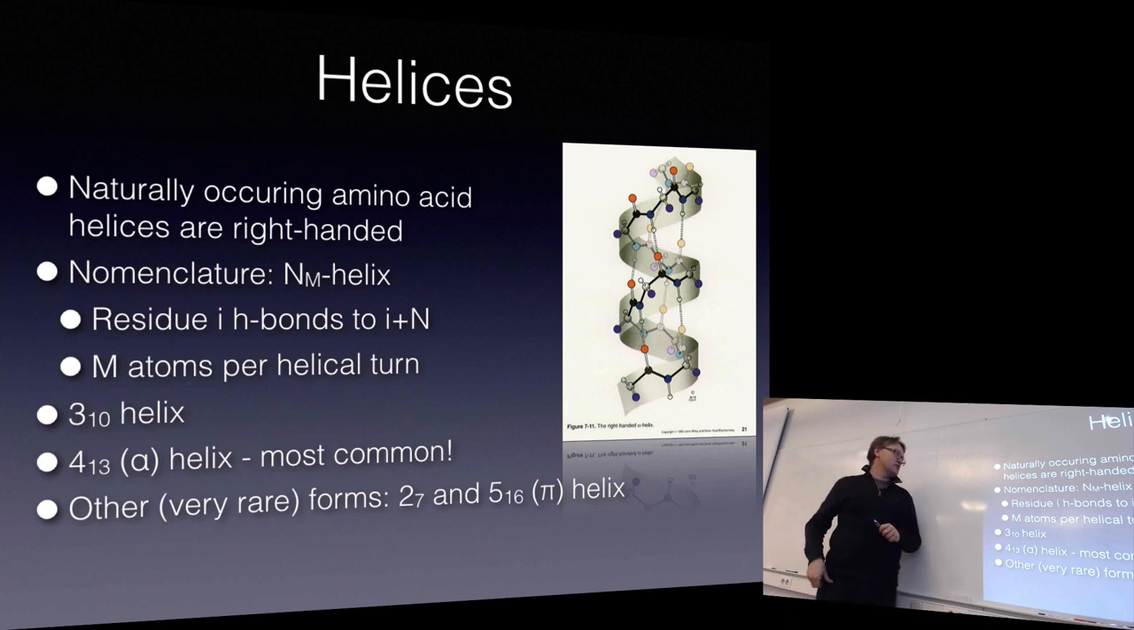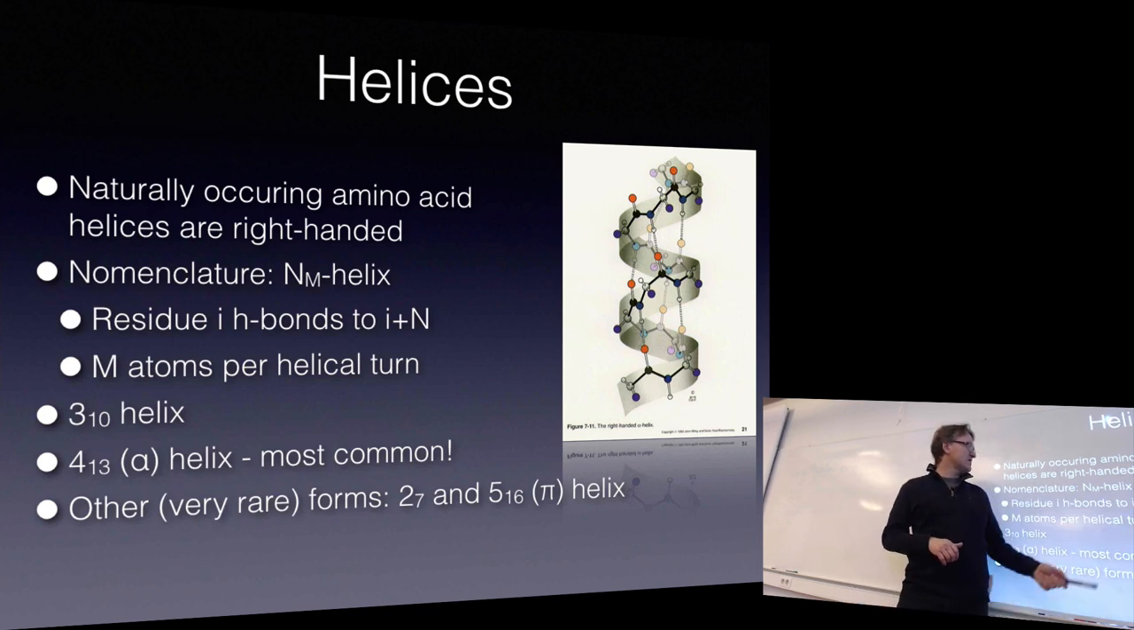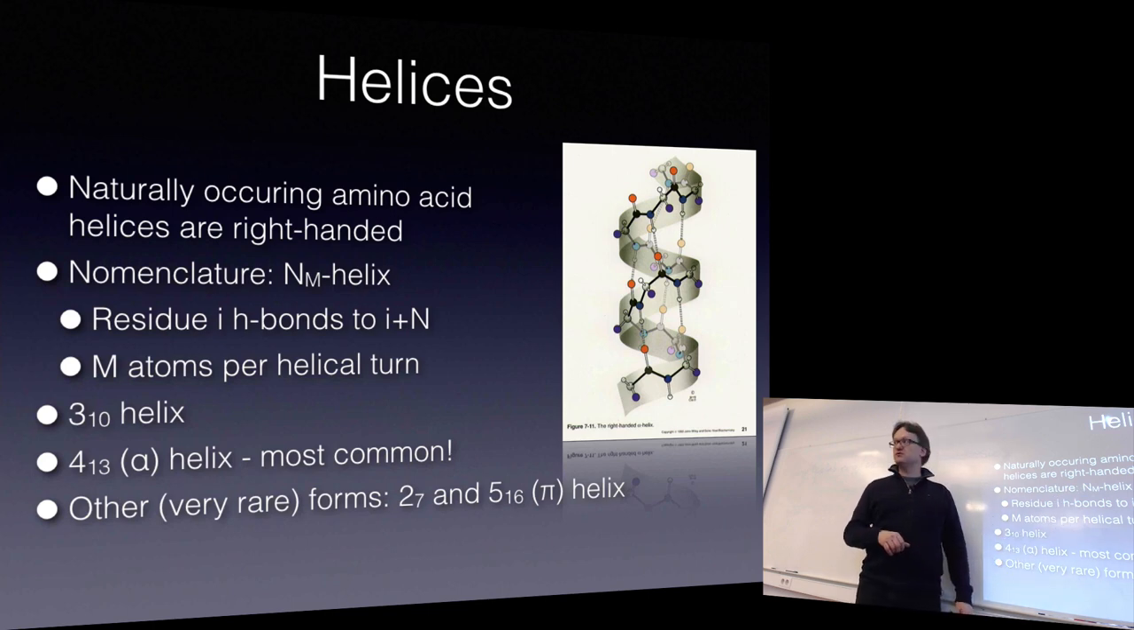There are only going to be two alpha helices that I will ask you to know about. But in principle, depending on how hard you twist the spiral or not, you can make it either slightly wider or slightly thinner, like any spiral you have. And there is a broad nomenclature that you have N-M helices, where the N here describes that you make a hydrogen bond from residue i to i plus N. So 5 would be that you make a hydrogen bond from residue 1 to residue 6.